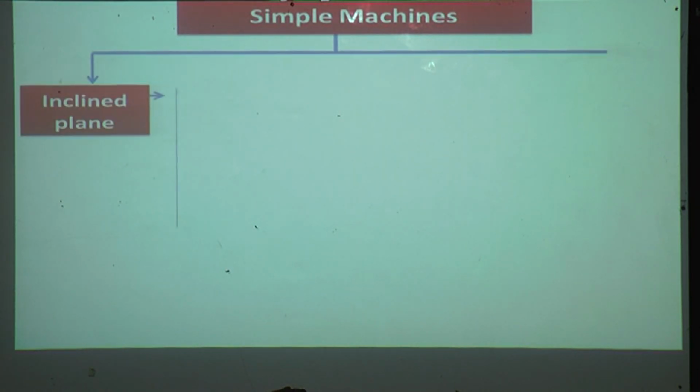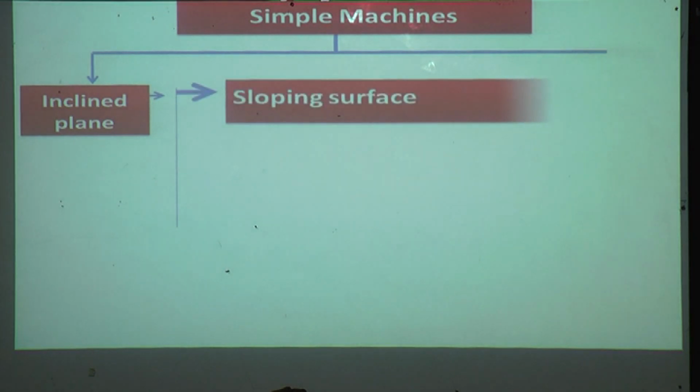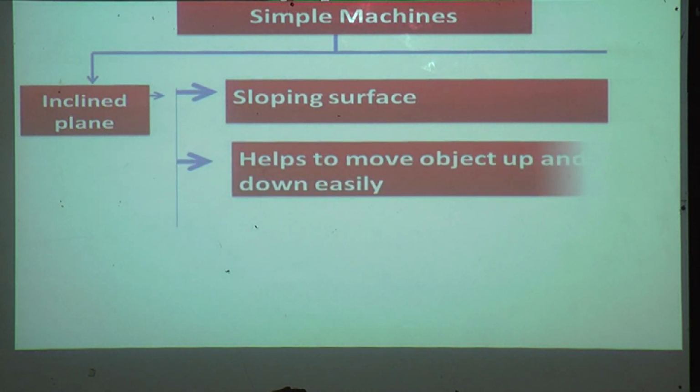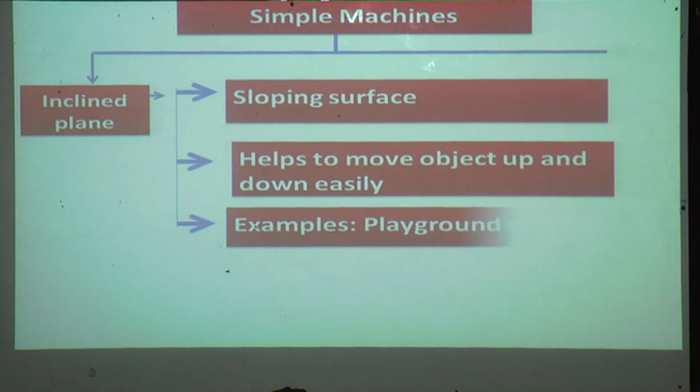Inclined plane. It has a sloping surface, or a slope-like surface. It helps to move objects up and down easily. Example: playground slide. If we want to move a heavy object up or down, the inclined plane is used.